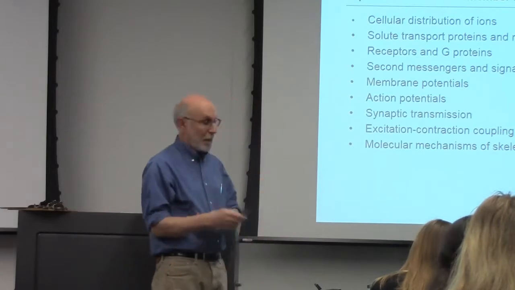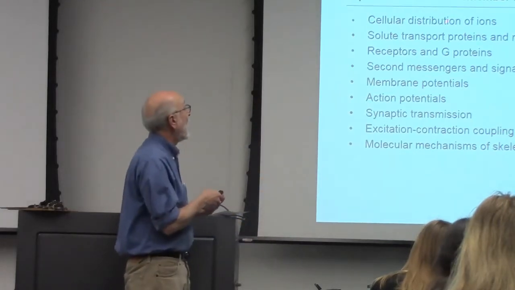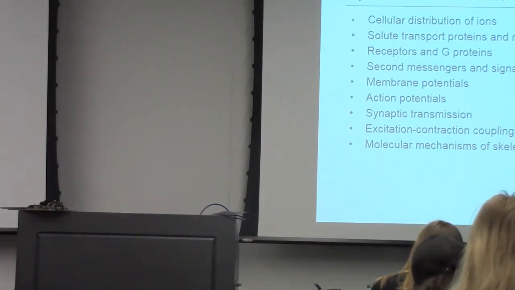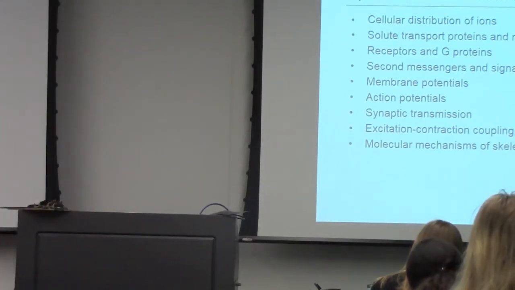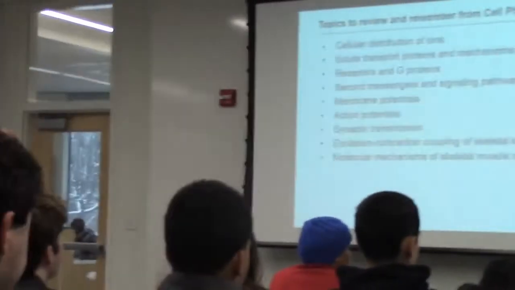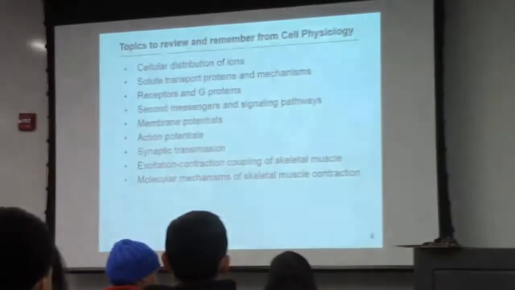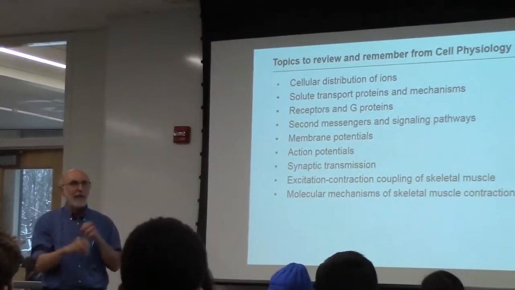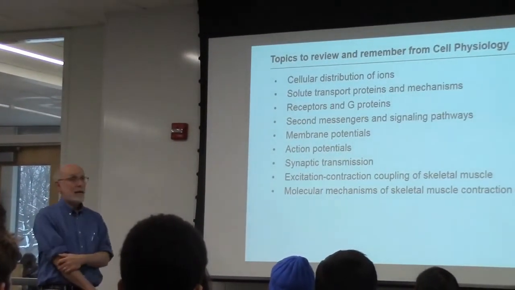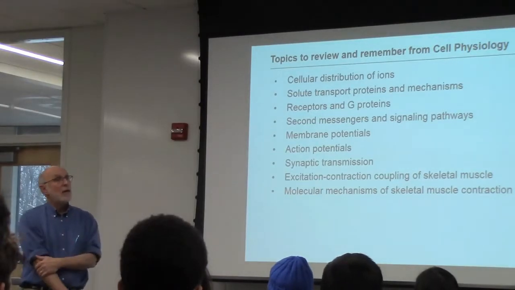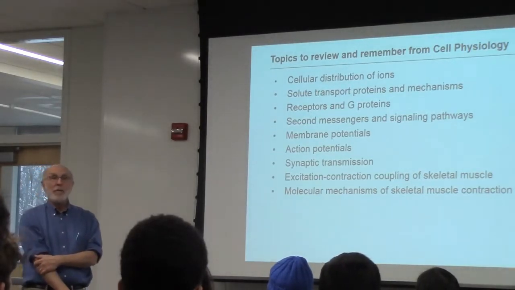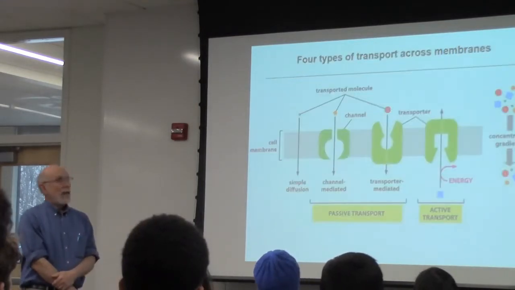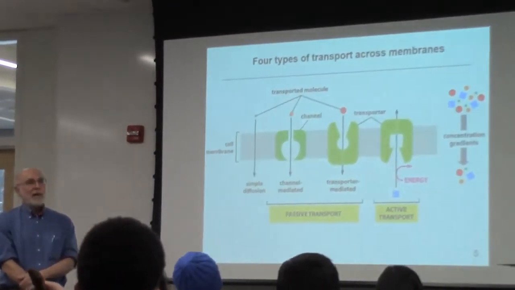So here are some of the key concepts from cell physiology, right? Ionic distribution, solute transport mechanisms, receptors and G proteins, membrane potentials, action potentials, synaptic potentials. These are key because, after all, we're in the nervous system now. We're going to get deep into the nervous system, and the basic knowledge that you got from cell physiology about neurophysiology, we're going to be building on. So let's start building on it.